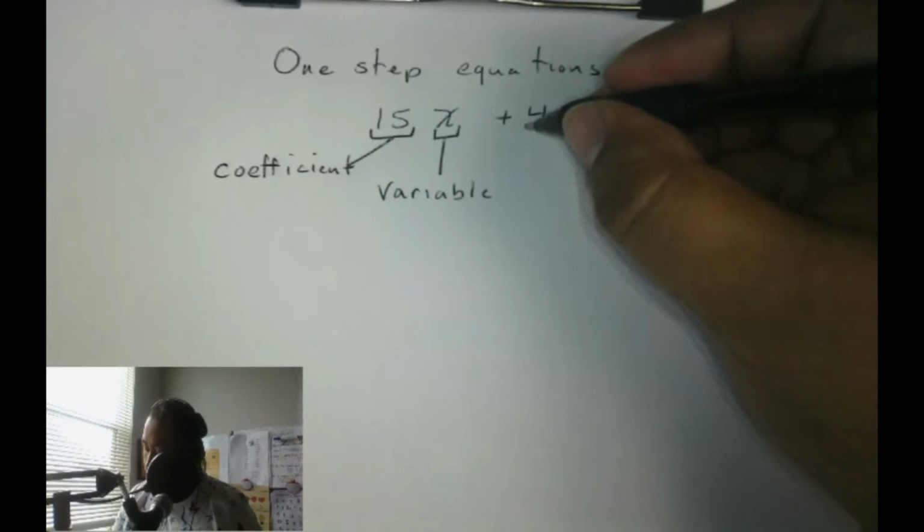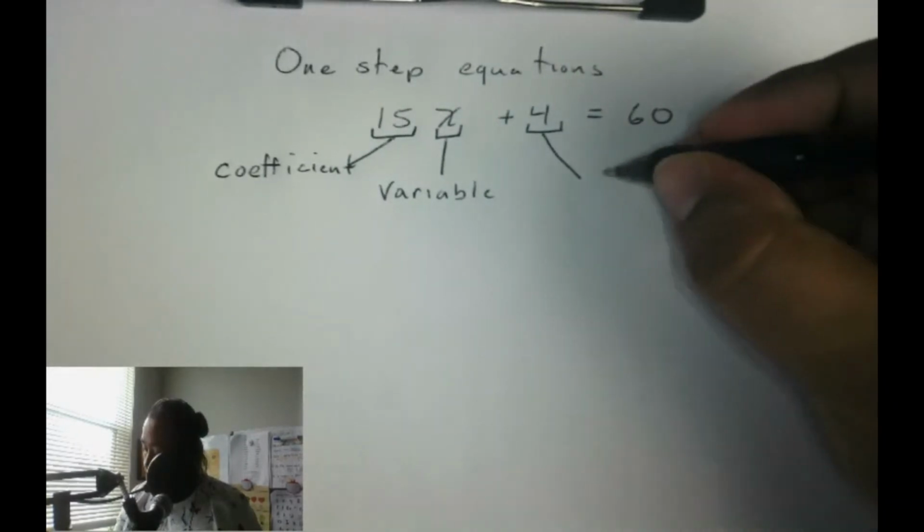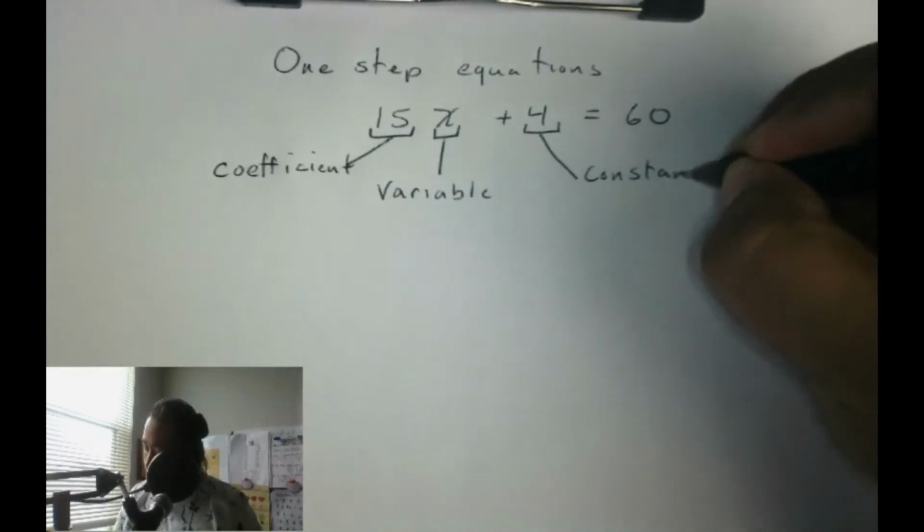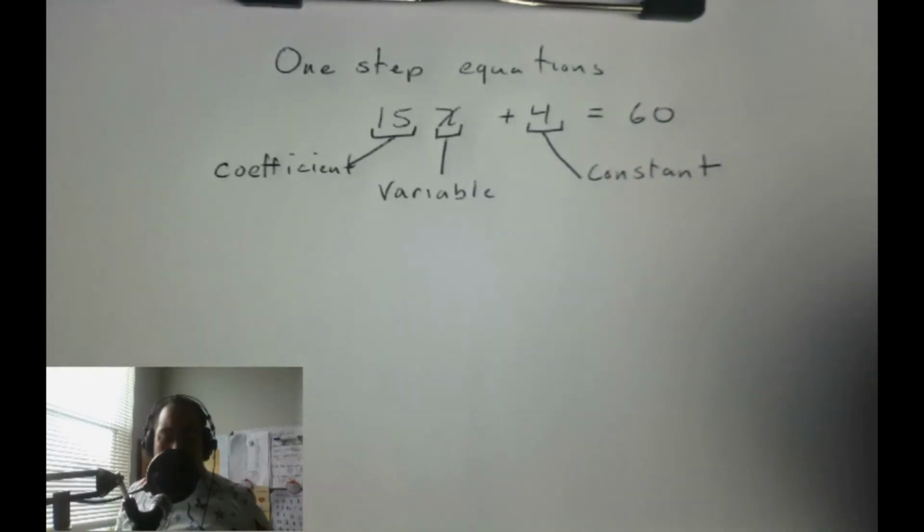A constant is a fixed value, a number all on its own, usually separated by some type of operator. An operator such as an addition symbol, a subtraction symbol, multiplication symbol, or a division symbol. So these are all the different parts of our equations when we're trying to solve one-step or even two-step equations. So let's go ahead and look at our own equation and work it out.